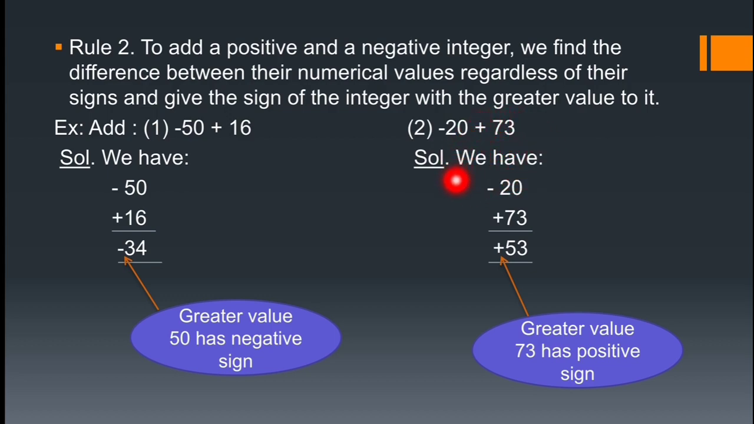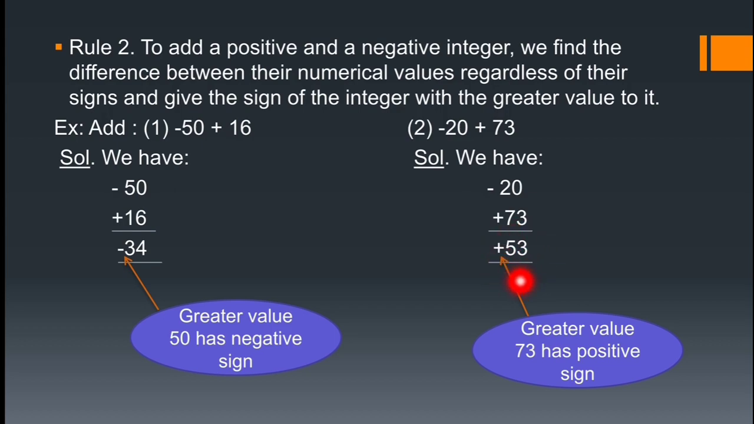So again we take the difference of the numerical value. If we neglect the sign, then the numerical value of minus 20 is 20 and the numerical value of plus 73 is 73. Out of these, 73 is larger, so we subtract 20 from 73. So what will be the outcome? The outcome will be 73 minus 20, that is 53.